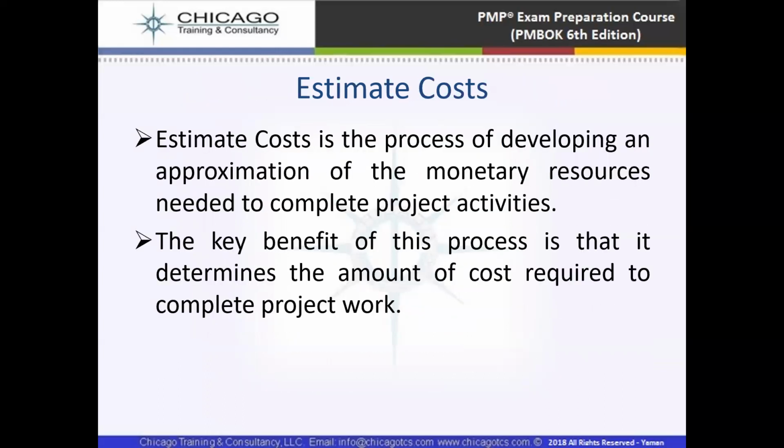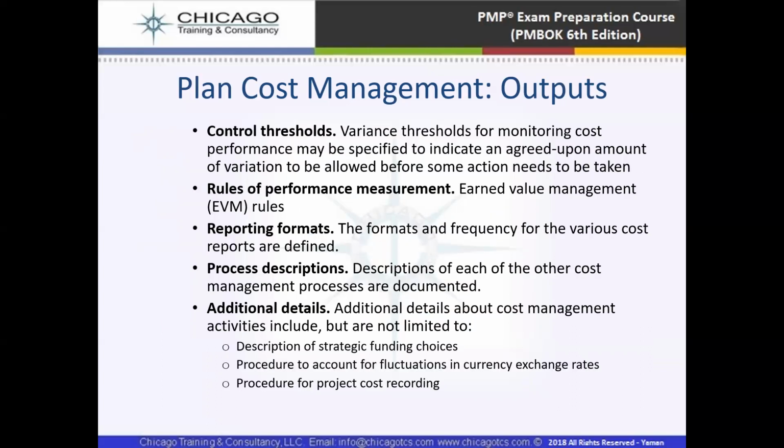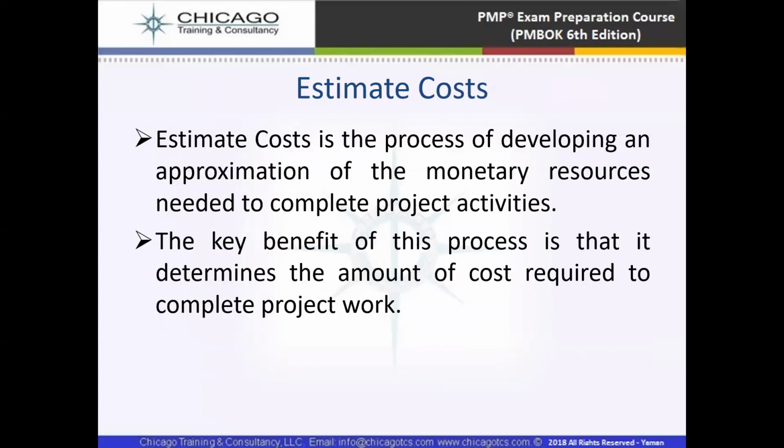Then the second process is estimate cost. After plan cost management, the second process is estimate cost. What is estimate cost? Now we are going to estimate. It's the process of developing an approximation of monetary resources needed to complete project activities. So it is going to develop an approximation of monetary resources. And the key benefit of this process is to determine the amount of cost required to complete the project.